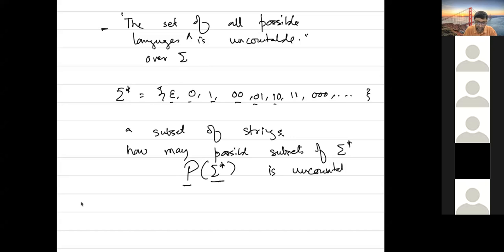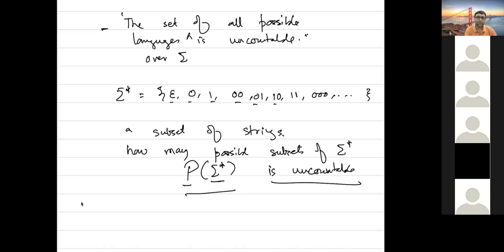I'm not going to prove why it is so here, but we can prove it using a diagonalization argument, exactly the same kind of argument that we gave for the set of real numbers. We proved that the set of real numbers is uncountable. So we can give exactly the same argument. We can assume that this set is countable, and if it is countable, we can list all possible languages as language one, language two, language three, and so on and so forth.